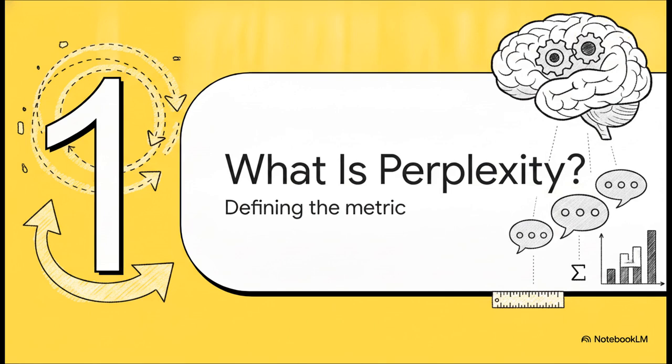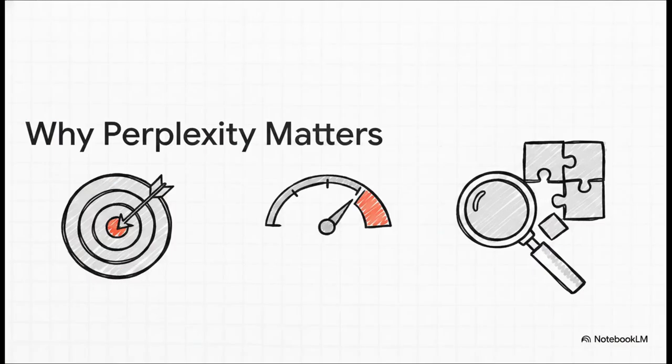Section 1. What is perplexity? Let's officially define this metric. We can really break the why down into 3 core functional pillars. First up is prediction accuracy. A low perplexity score means the model is highly likely to generate coherent, fluent text.